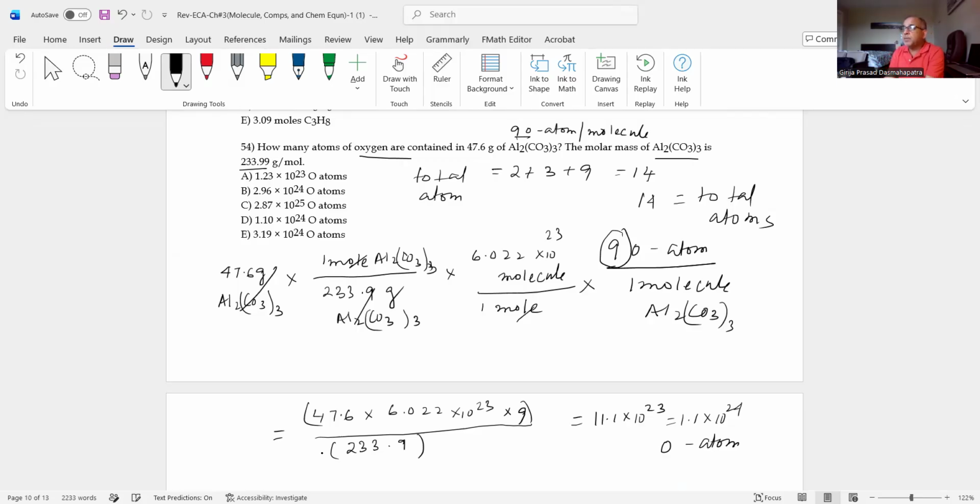So after finishing chapter 3, you should have a clear idea of the conversions that we are talking about repeatedly: gram to mole, moles to molecule, molecules to atom. They are relatively similar, but there is a little bit of difference in the case of a compound and an element. I hope it is clear. Practice, and if there is any confusion still, let me know.